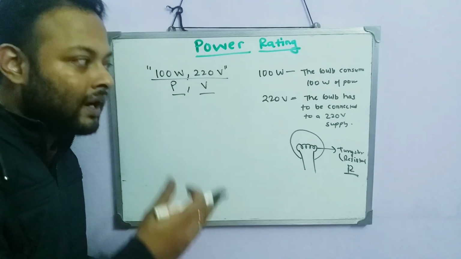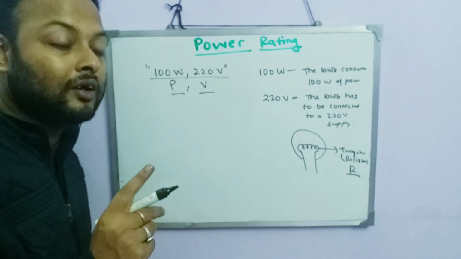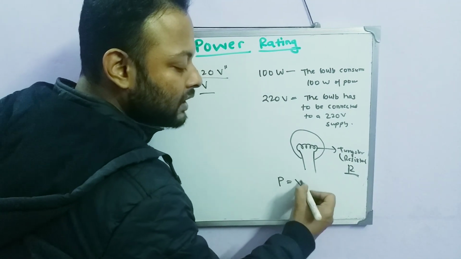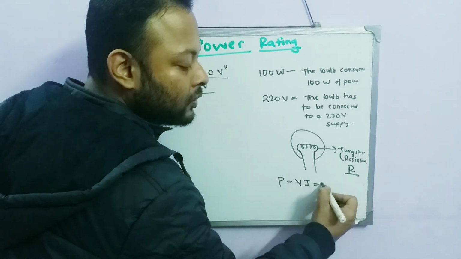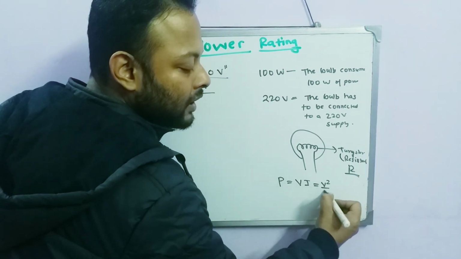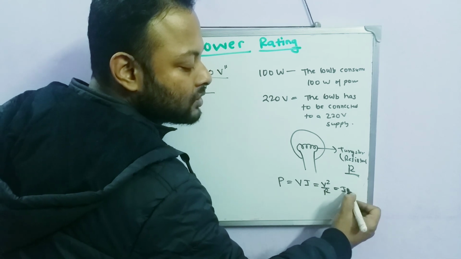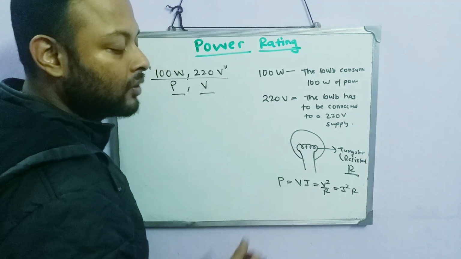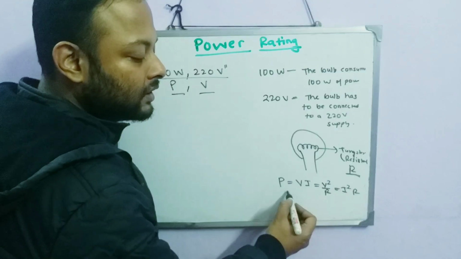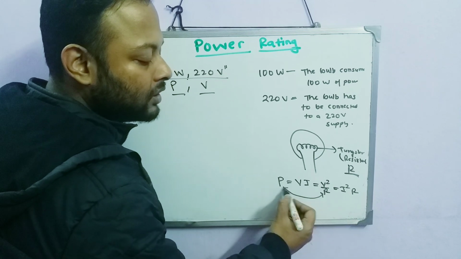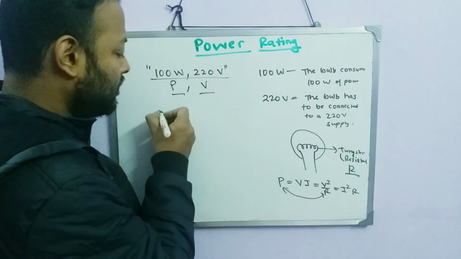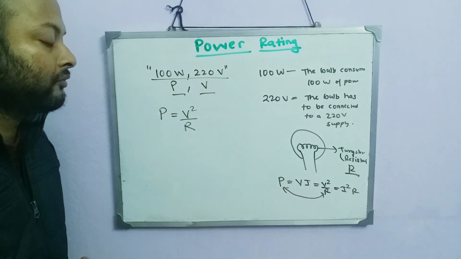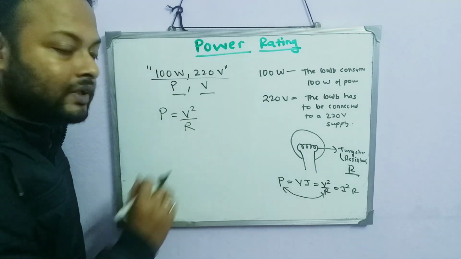How? See, just now I told you to remember some of the formulas of power. I have just written: power is equal to VI, which is also equal to V square by R, which is also equal to I square R. So I will use these formulas. To calculate the resistance, I will use power is equal to V square by R.